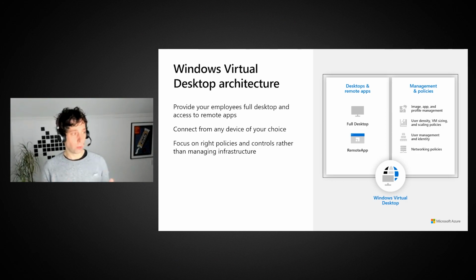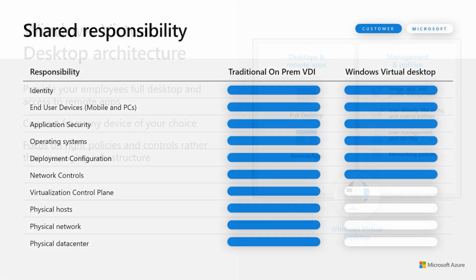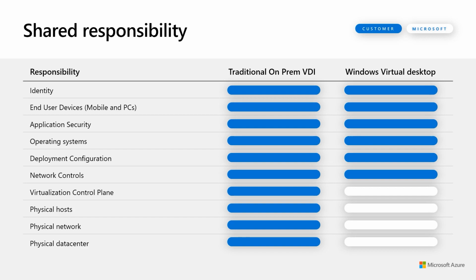So that's just super high level. Next, we're going to talk about the shared responsibility. So we mentioned the RDS, the on-premises Remote Desktop Services setup. And again, I'm sure you are familiar with what that was in the past. So here you can see specific categories or pillars ranging from identity to end user devices, all the way to the physical data centers, network, and hosts.